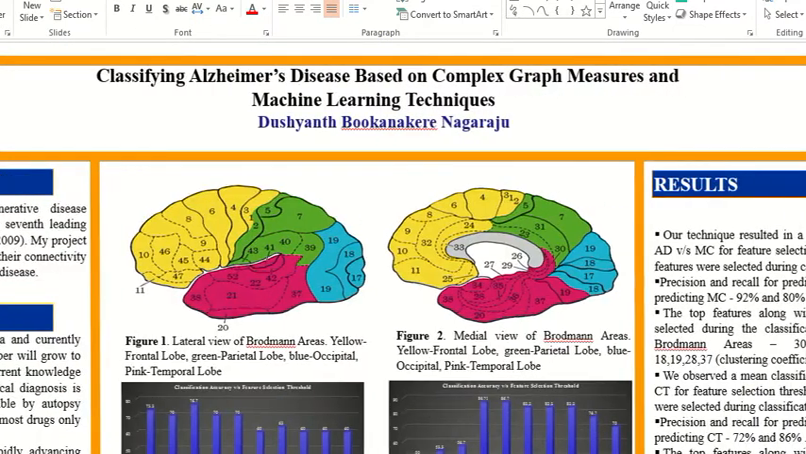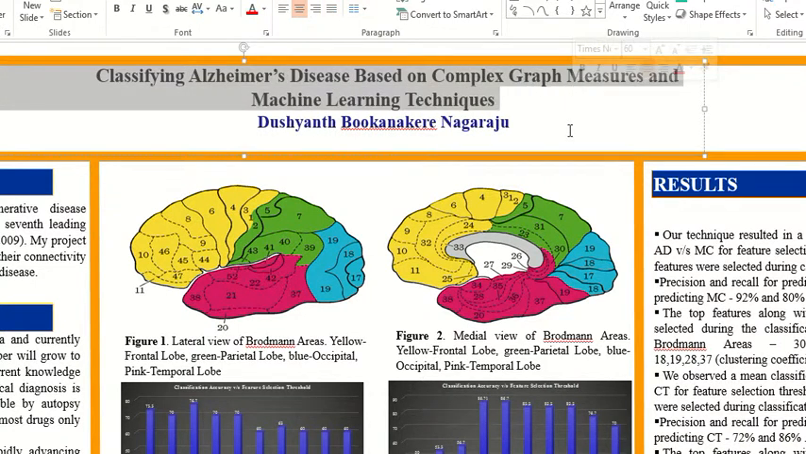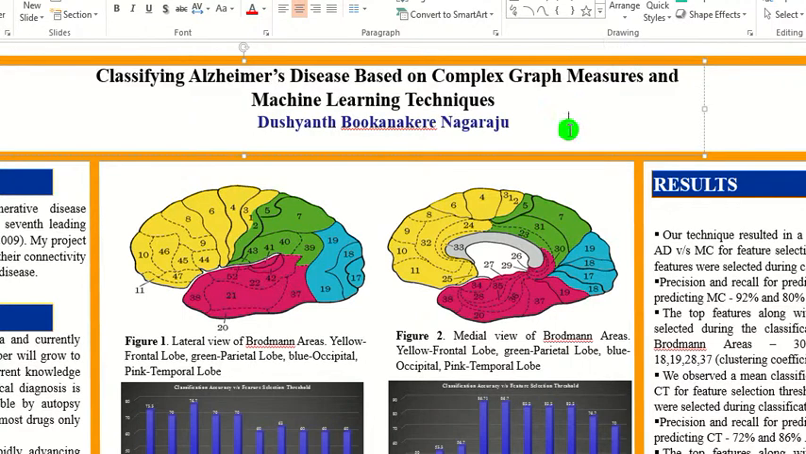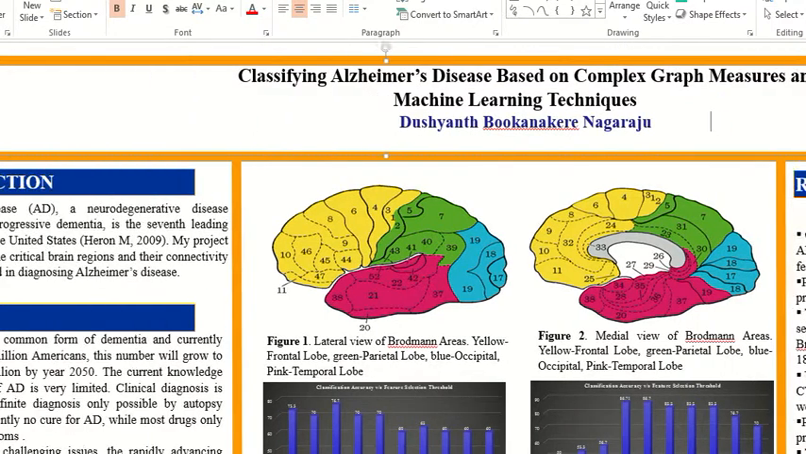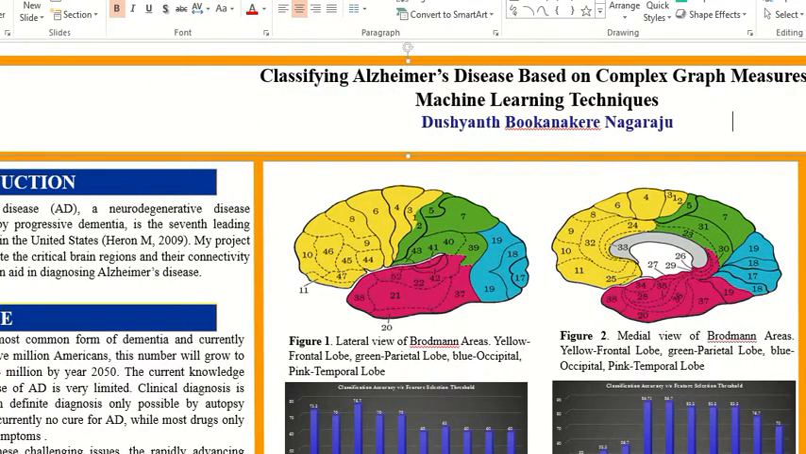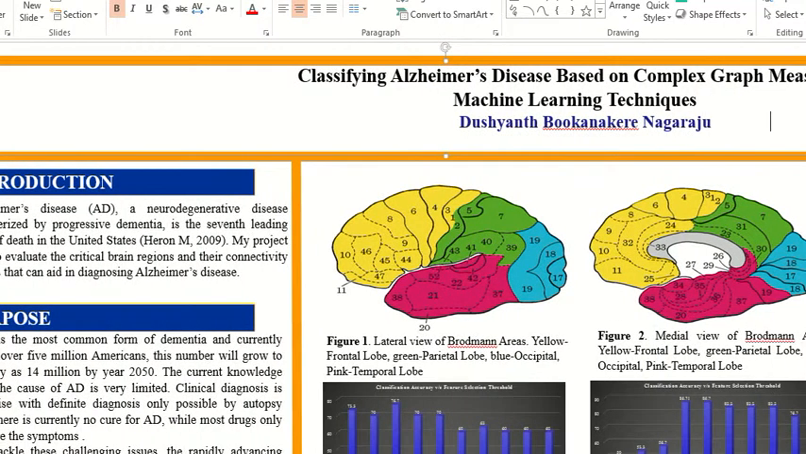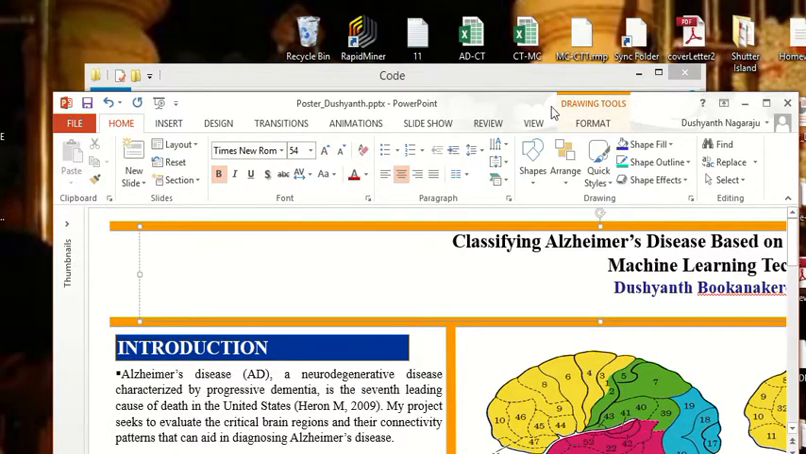Hi, my name is Dushyant and I'm giving a presentation on classifying Alzheimer's disease based on complex graph measures and machine learning techniques. What is Alzheimer's disease? Alzheimer's disease is a neurodegenerative disease characterized by progressive dementia. It's the seventh leading cause of death in the United States.